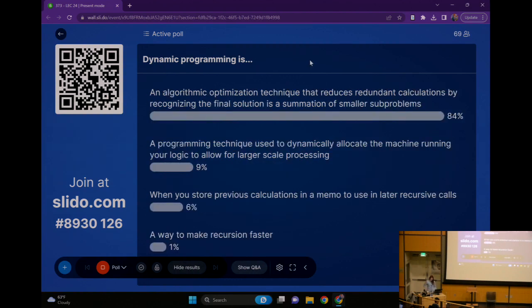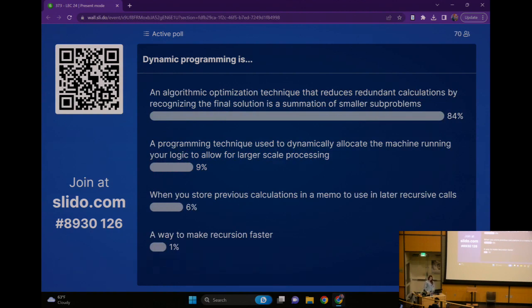Aha, interesting. Okay, we as a group have generally agreed on an algorithmic optimization technique that reduces redundant calculations by recognizing the final solution is a summation of smaller subproblems. So let's talk about the other options real quick, and then I will talk about why I do agree that this is the correct option.